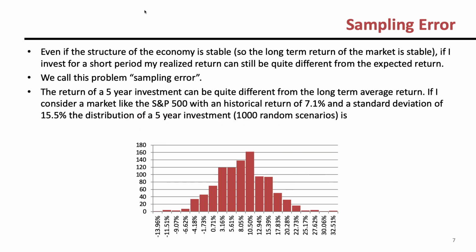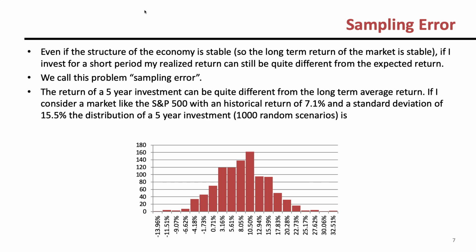Okay? Now here, I gave you an example of a distribution. Here what happened is I took the S&P 500. When I did this calculation, the historical average return of the S&P 500 was 7.1 and the standard deviation was 15.5.